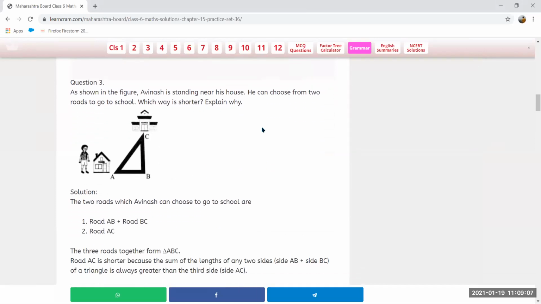Now in question number 3, as shown in the figure, Avinash is standing near his house. He can choose from two roads to go to school. Which way is shorter?